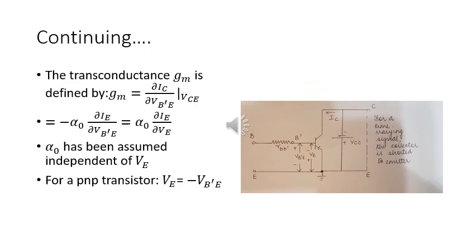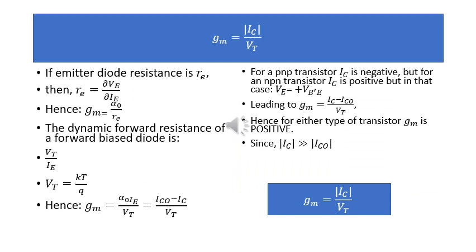The transconductance gm is defined by gm equal to delta IC upon delta VB'E at VCE constant, which is equal to minus alpha o delta IE upon delta VB'E, which is equal to alpha o delta IE upon delta VE, since VB'E and VE are of the same magnitude but opposite polarities. Alpha o has been assumed independent of VE. For a PNP transistor, VE is equal to minus VB'E. If the emitter diode resistance is re, then re is equal to dVE upon dIE. Hence, gm is equal to alpha o upon re.